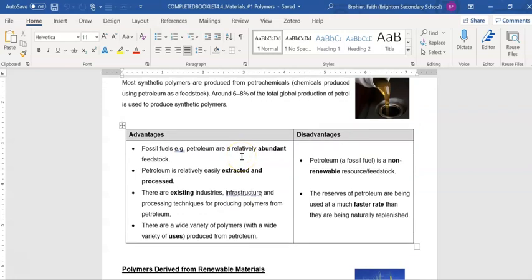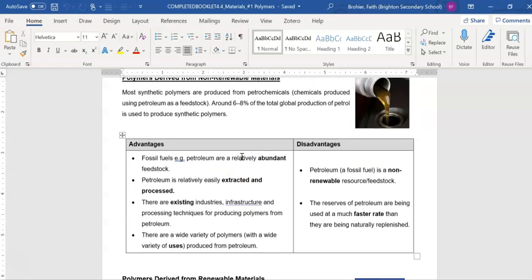So the advantages of making polymers from fossil fuels is that fossil fuels are still relatively abundant. There's a lot of them. We still use it a lot. Petroleum is actually really easily extracted and processed, and there's a lot of existing infrastructure and industries for producing it.